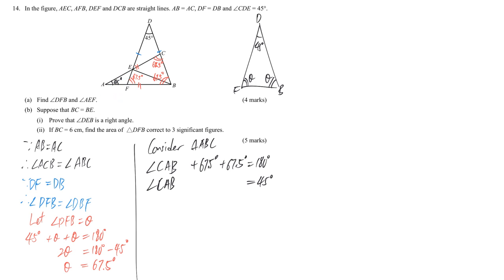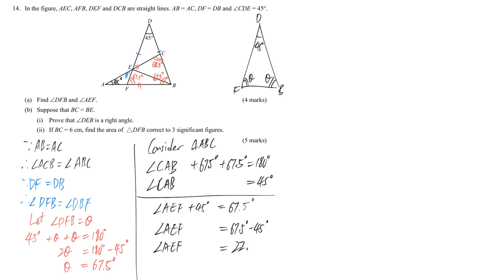Or more straightforward, we have the exterior angle of a triangle. That means these two angles together will equal the exterior angle here. So that's why we can say that angle, our target AEF, together with 45 degrees will equal 67.5 degrees. Exterior angle of triangle. So angle AEF is equal to 67.5 degrees minus 45 degrees. Our final answer is equal to 22.5 degrees.